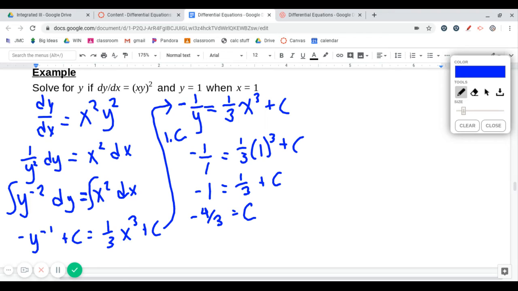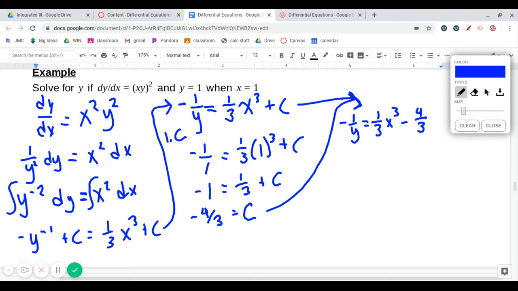Now, our solution, almost. So, plugging in c, kind of draw an arrow from here too. So we're going to end up with negative 1 over y equals 1/3 x cubed minus 4/3.